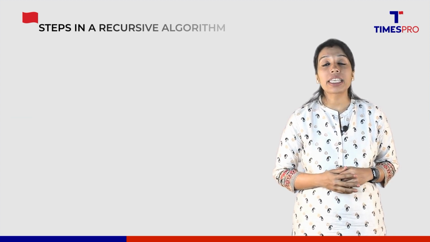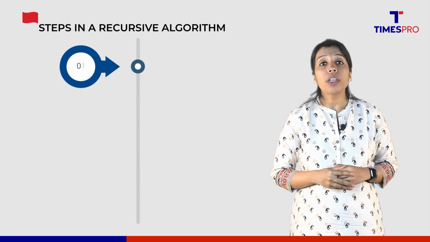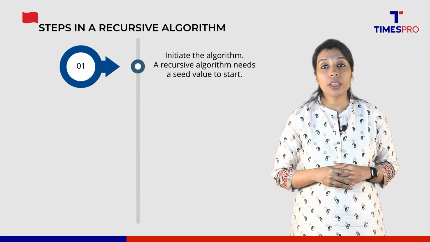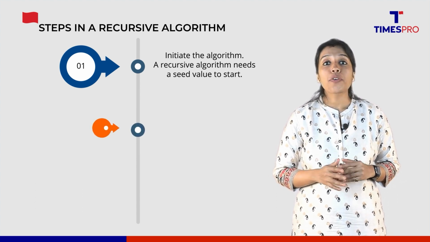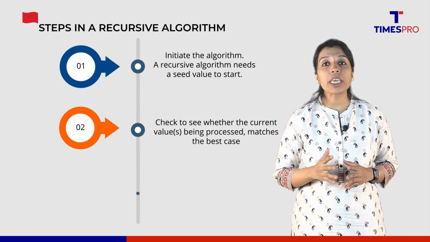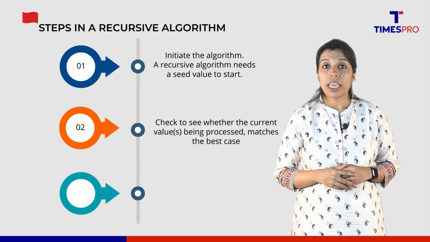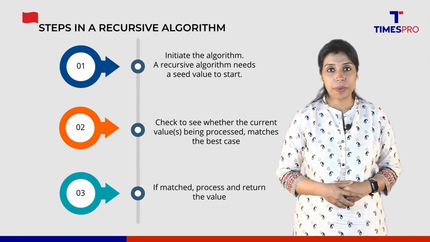Let us look at the steps in a recursive algorithm. First of all, we initialize the algorithm. A recursive algorithm needs a seed value to start. We need to check whether the current value being processed matches the base case. If that happens, we process and return the value.